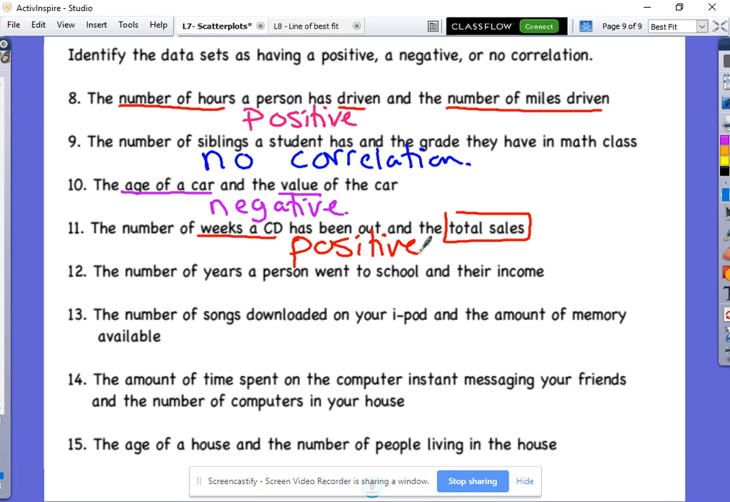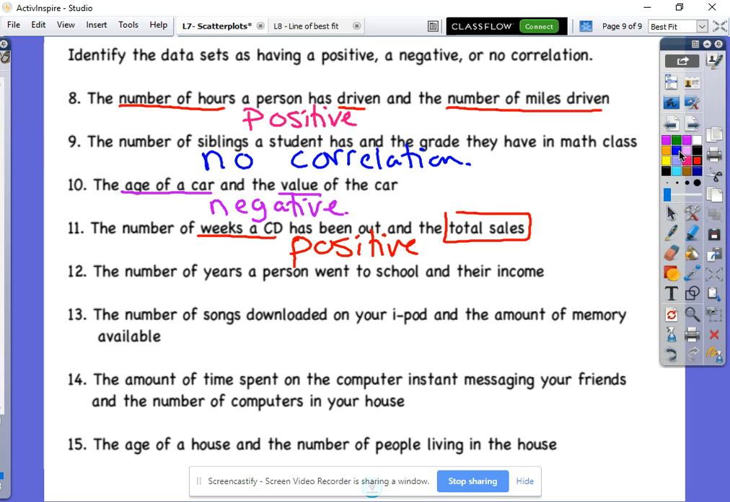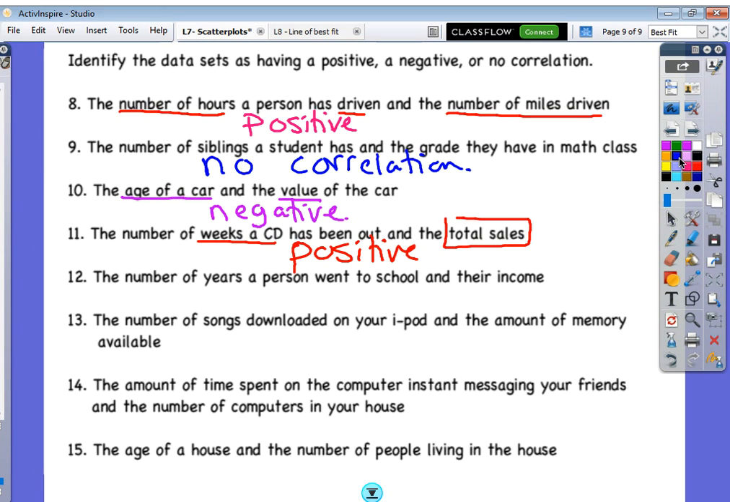If that one doesn't make sense, talk to Mrs. Smith about it, talk to your neighbors about it, see if you can kind of figure that one out.